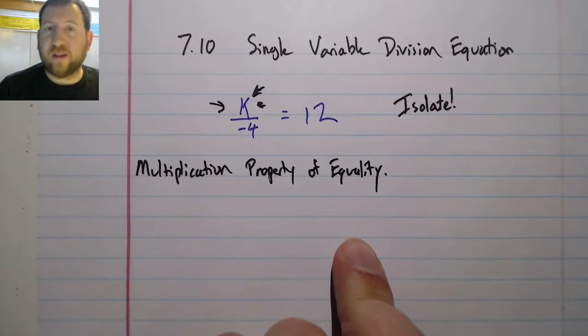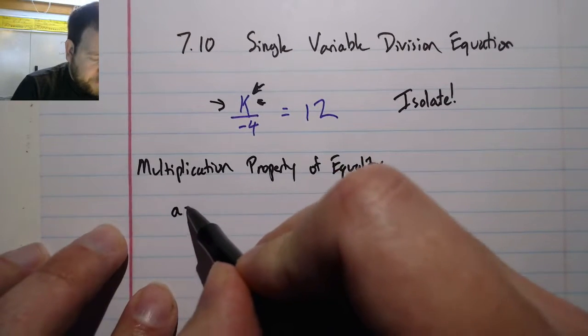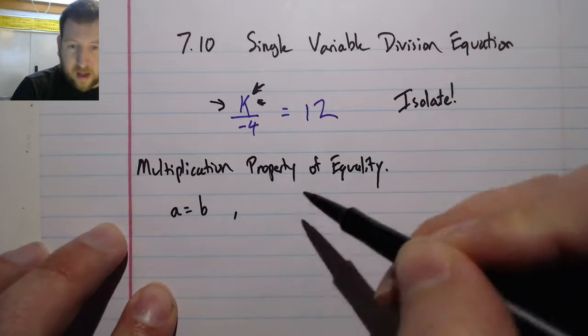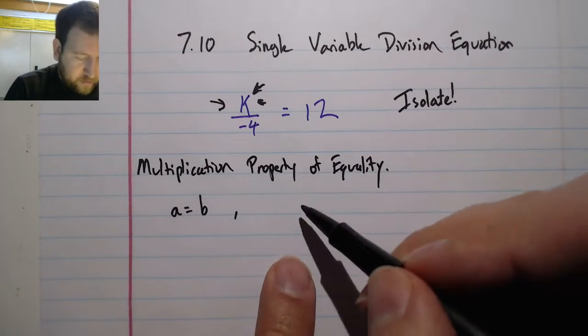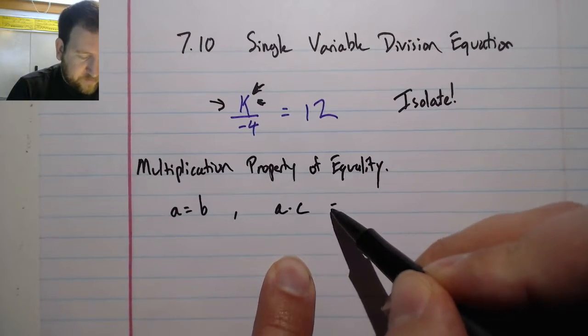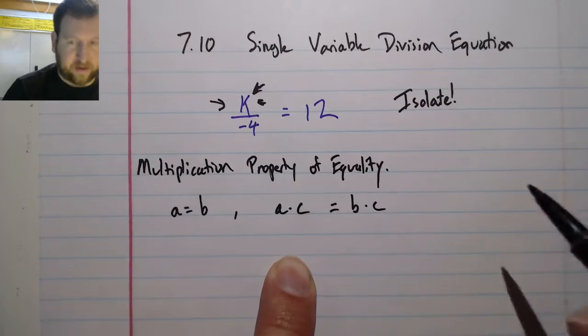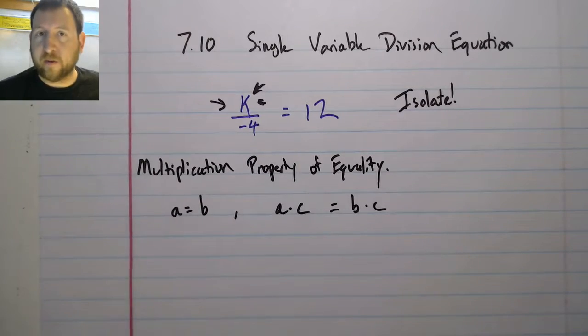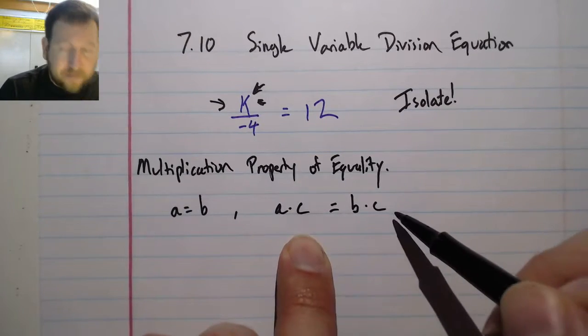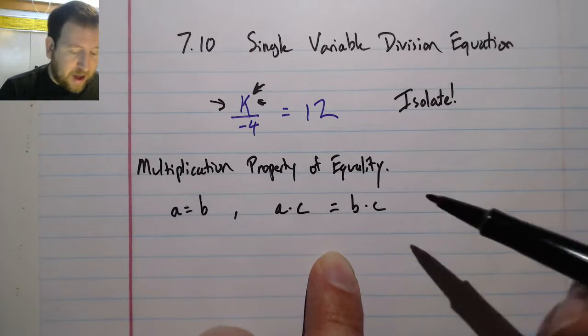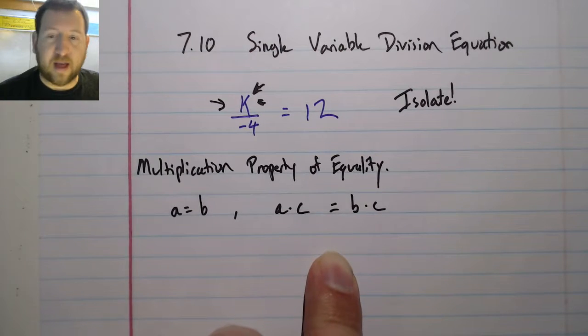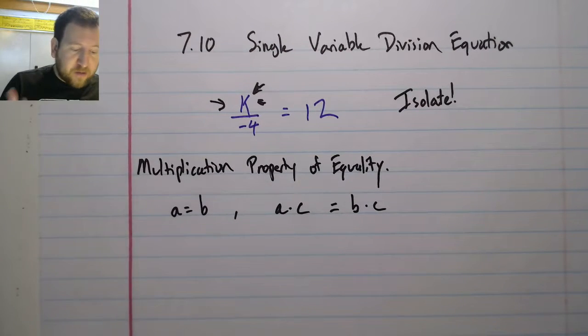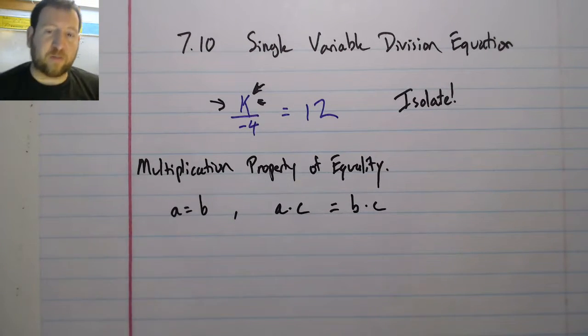And quite simply, this says if A equals B, then A times C equals B times C. So if I have two numbers that are equal, or two sides of an equation that are equal, and I multiply both sides by the same thing, I will end up with something that is equal. So I'm going to be using this to solve this problem.